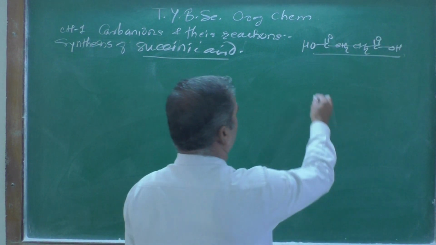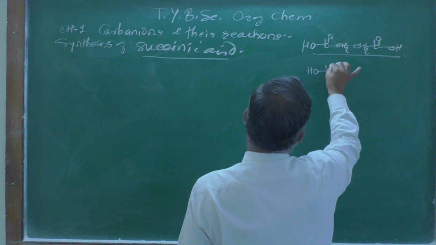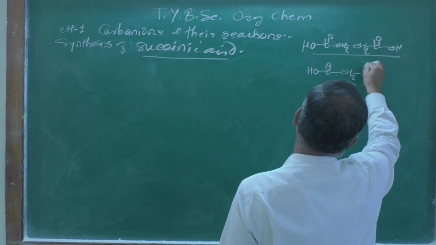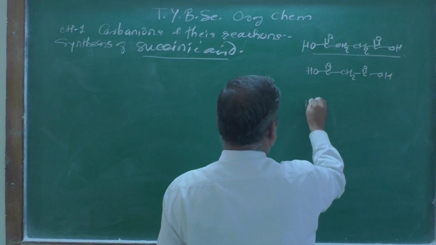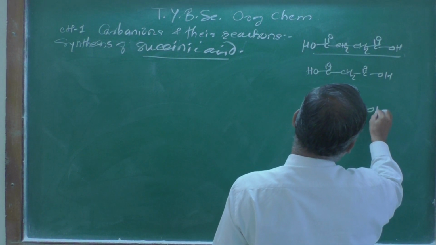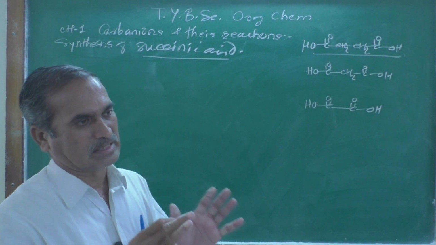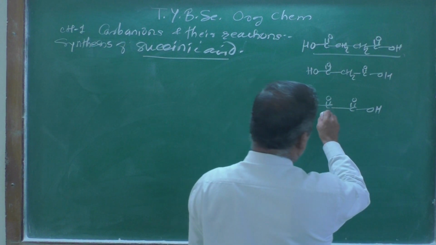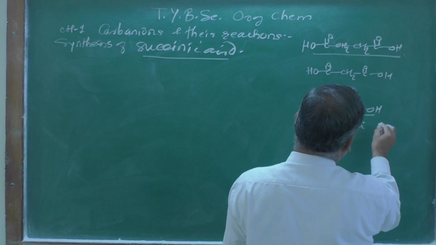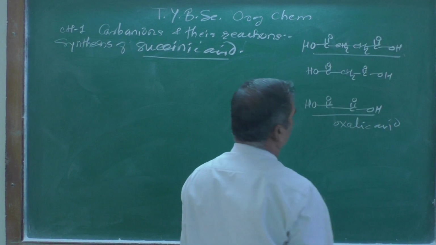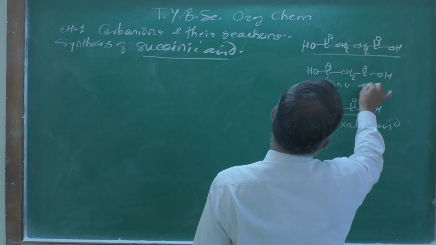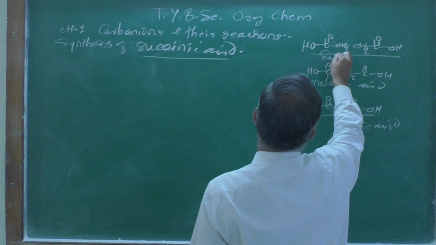Suppose this structure, let me show here: C double bond O, then CH2, then C double bond O, OH, and I am writing HO, C double bond O, C double bond O, OH. All are examples of dicarboxylic acids. This one is called oxalic acid. Do you remember this one, oxalic acid? This one is known as malonic acid, and this one is called succinic acid.